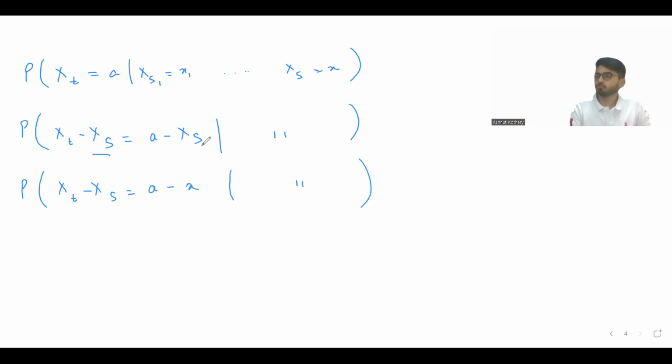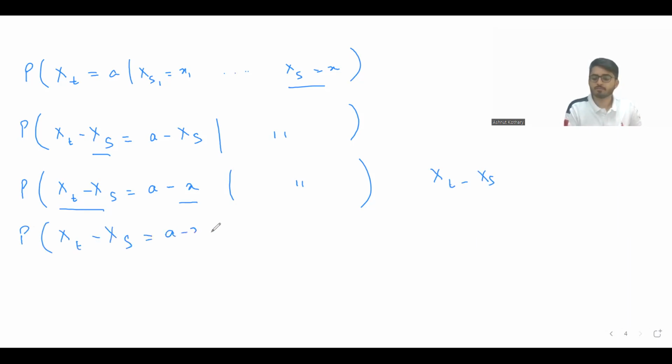I have subtracted Xs on both the sides. Here, what I have replaced Xs with is its realized value, which is small x. Now, Xt minus Xs is nothing but an increment. We know that the process has independent increments. So if this process has independent increments, then Xt minus Xs will be independent of its entire past. It will be independent of even Xs. So this can directly be written as probability Xt minus Xs equal to A minus x, because Xt minus Xs is independent of its entire past.